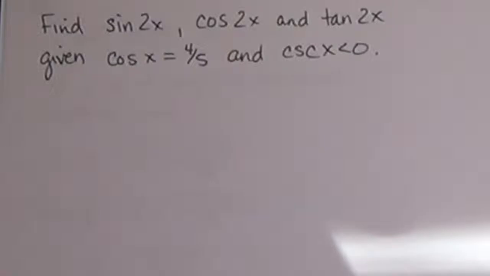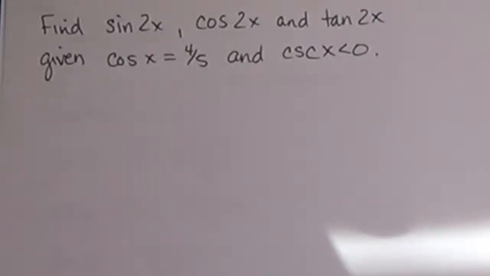So now let's look at some examples of using our double angle formulas. Let's say we want to find sine of 2x, cosine of 2x, and tangent of 2x, given that cosine of x is equal to 4/5 and the cosecant of x is negative. To do this, the first thing we need to do is set up our triangle and find the relationship between the side lengths. We do this for many of our other problems as well.